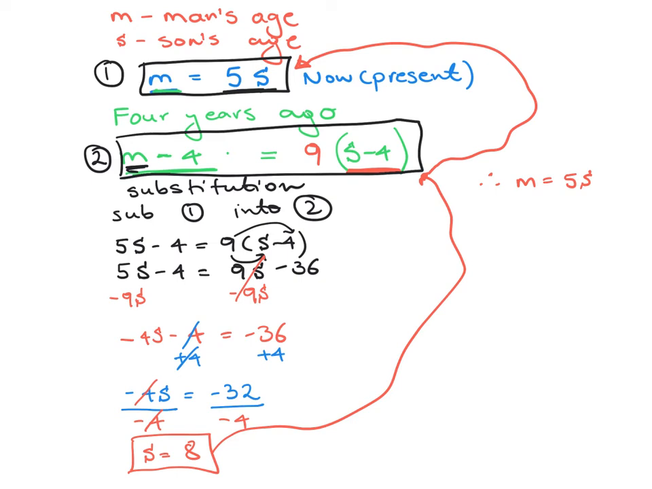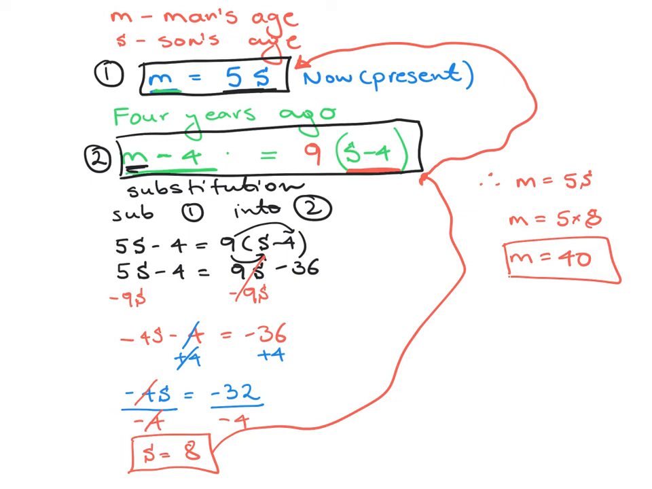But usually you go with 1, because you know that it's easier to solve. So 5 times S, the age of the son is 8. Therefore the age of the man is 5 times S, 5 times 8. So the age of the man is 40. So this is the current age.